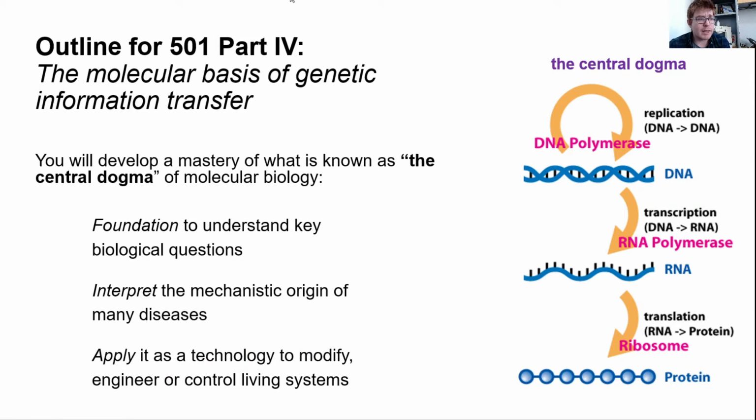And so the key outline for this section of the course is to understand the molecular basis of genetic information transfer. And importantly, you will develop a mastery over what is known as the central dogma of molecular biology, which is that DNA encodes genetic material which can be replicated. DNA can be used to template the synthesis of an intermediate molecule called mRNA, and that mRNA can be translated into protein sequences based on its sequence itself.